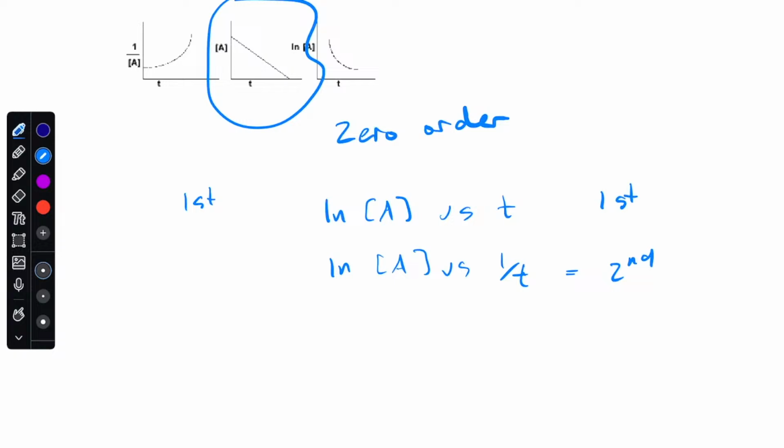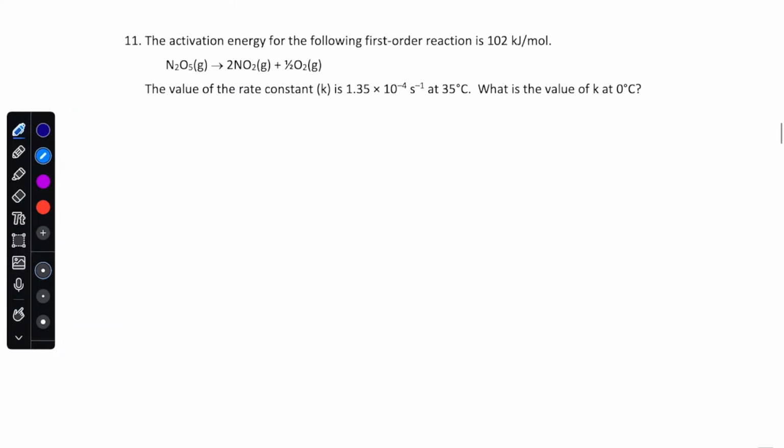This is first. And 0 is just A versus T, which gives you a straight line. And 11. 11, here we go.